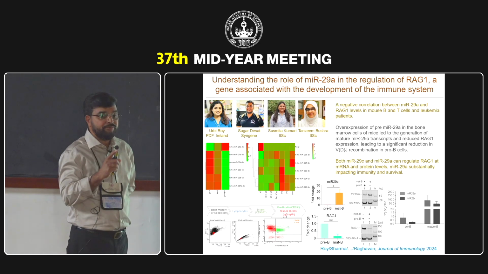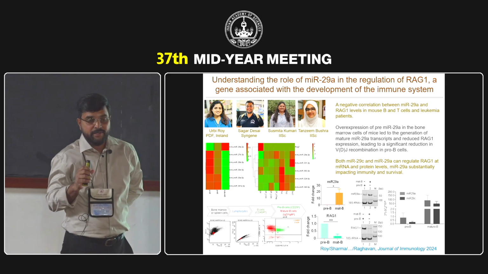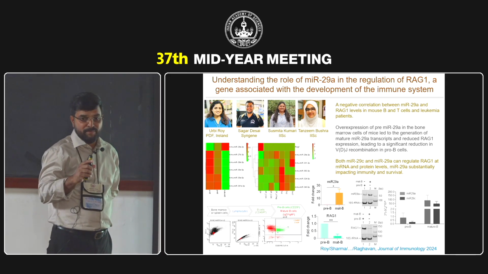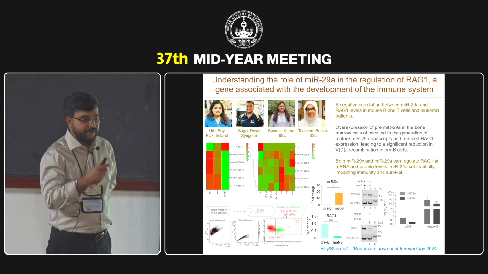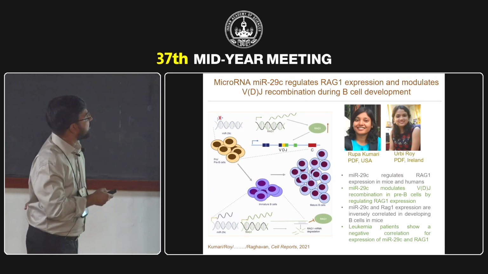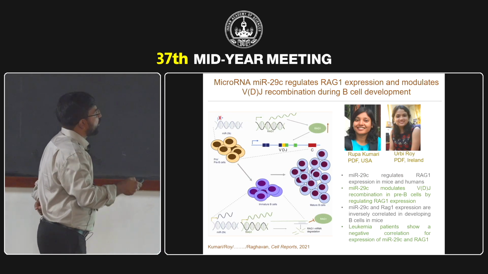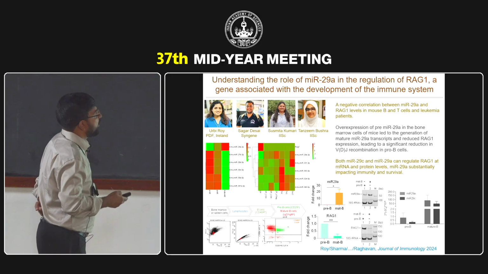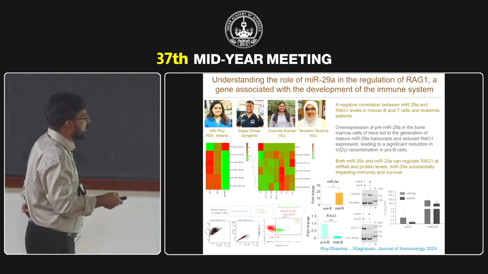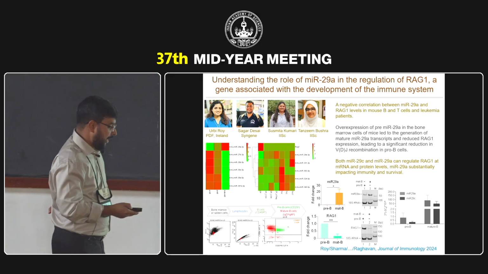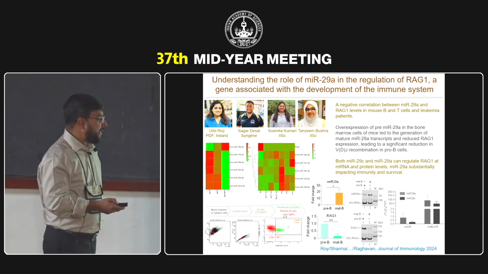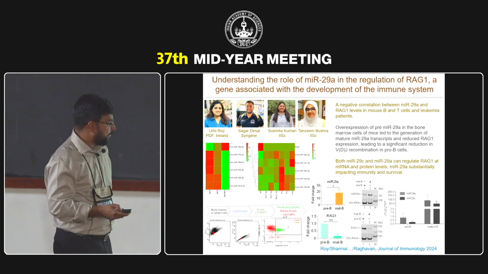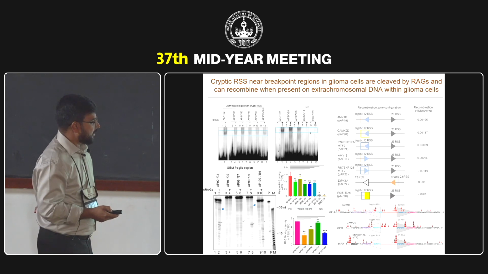Essentially, we found an additional layer of regulation of RAGs in mammalian cells. We identified two microRNAs, one is miR-29C and the other one is 29A. Both could regulate the expression of RAGs in a B cell, T cell stage dependent manner. I think this I'll skip.